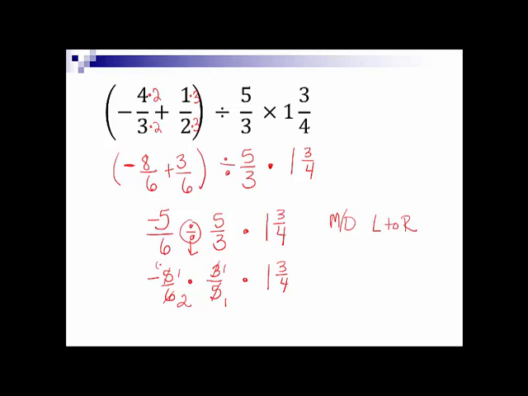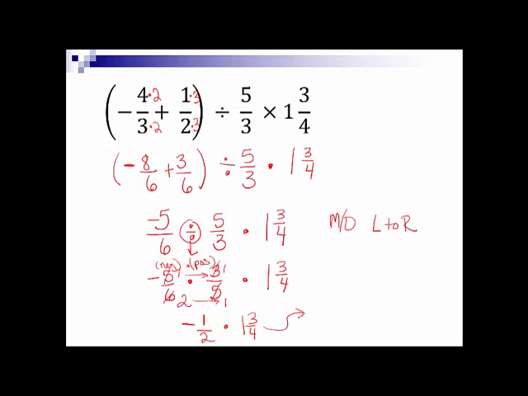Here I have a negative times a positive. Negative times a positive will be a negative. Straight across the top, I get a 1. Straight across the bottom, I get a 2. So that's -1/2. And then I still have to multiply by 1 3/4.